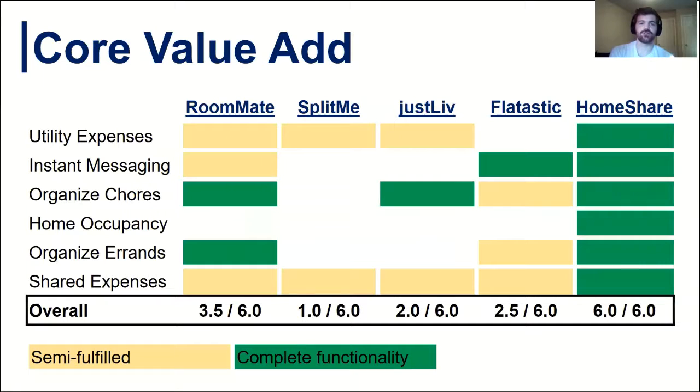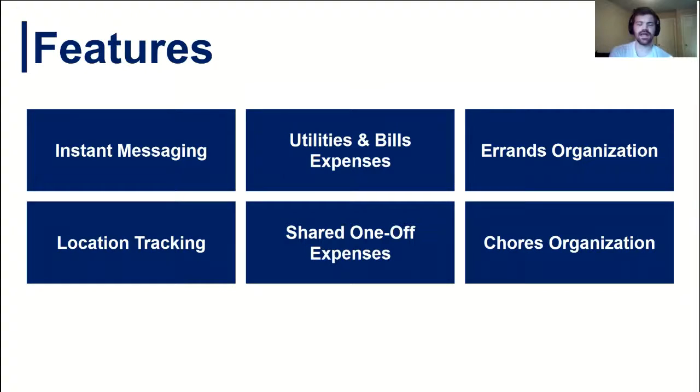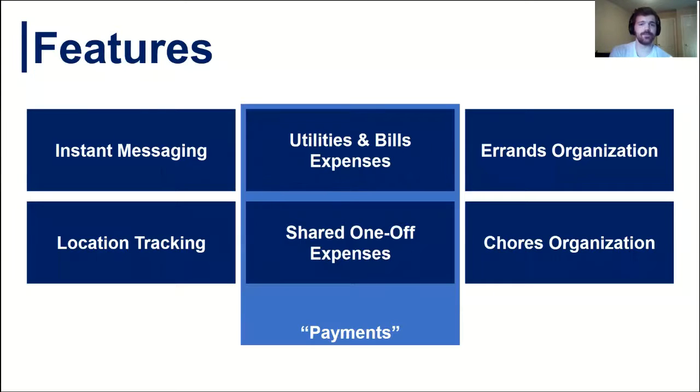We then did some market research to see what existing products were out there, and we found that none of them had this sort of all-in-one bundle platform solution that we were going to go after. As we went through designing these features, we figured out that these middle two, utilities and bills, and then shared one-off expenses, were similar enough that we could just combine them. And so then we moved forward with these 5 core features.